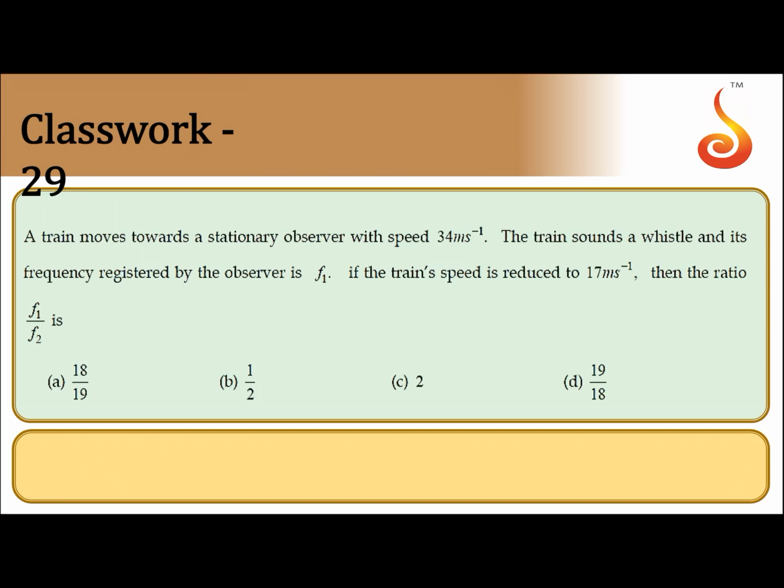So here one piece of information is missing. Velocity of sound is 340 meter per second. This information is missing. So the train moves towards the stationary observer. That means the observer is stationary. The source is moving at 34 meter per second. So the registered frequency is f1. So let us say the original frequency of the source is f.